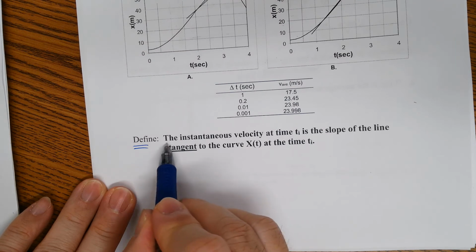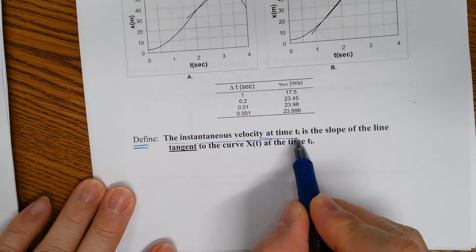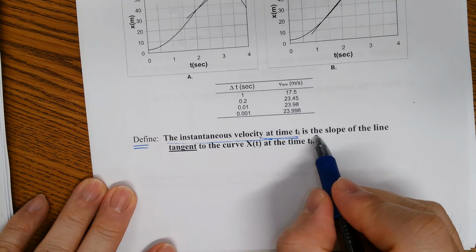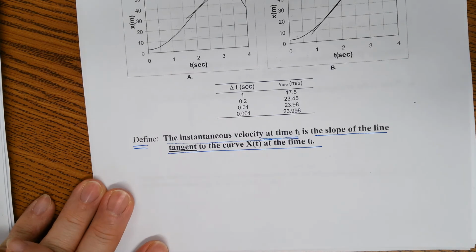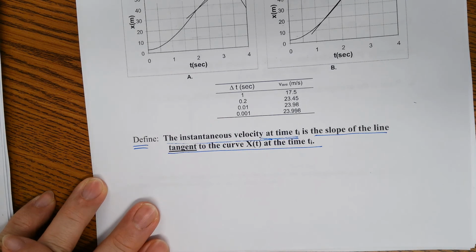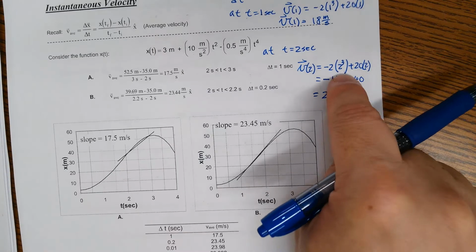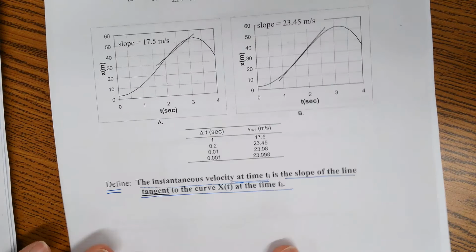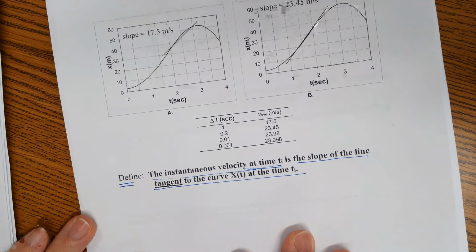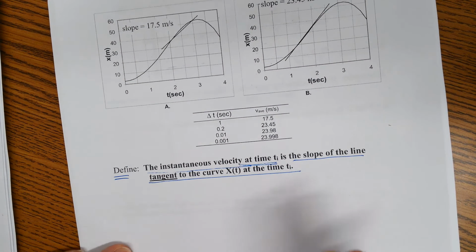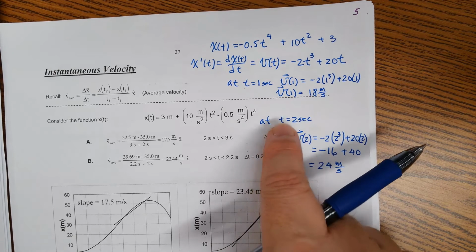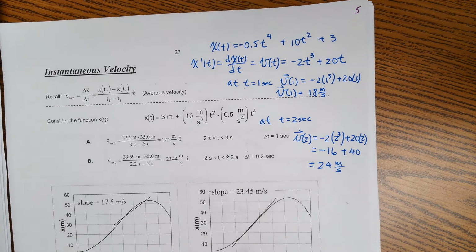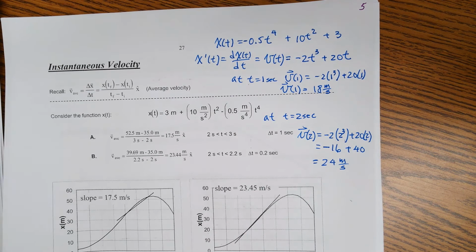This instantaneous velocity at any time t is the slope of the line tangent to the curve of the position function at that time t. All right, and that's the example that I gave up there. Okay, so you're not quite responsible for it, but it's a nice idea to have, especially if you're taking calculus. This will help tremendously if you understand this.